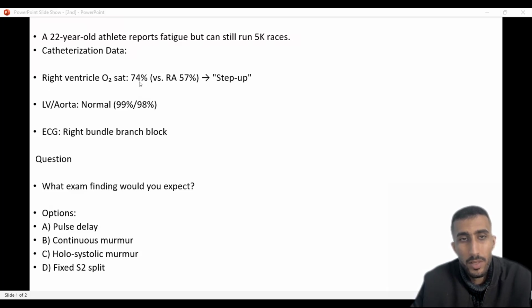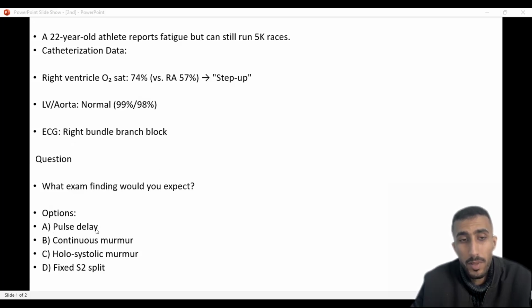Right ventricle oxygen saturation is 74% versus right atrium saturation of 57%. There is a step up of oxygen saturation between the right atrium and the right ventricle, and the left ventricle and the aorta saturation is normal, 99 and 98%, and the ECG shows right bundle branch block. The question here asks: what exam finding would you expect in this patient?